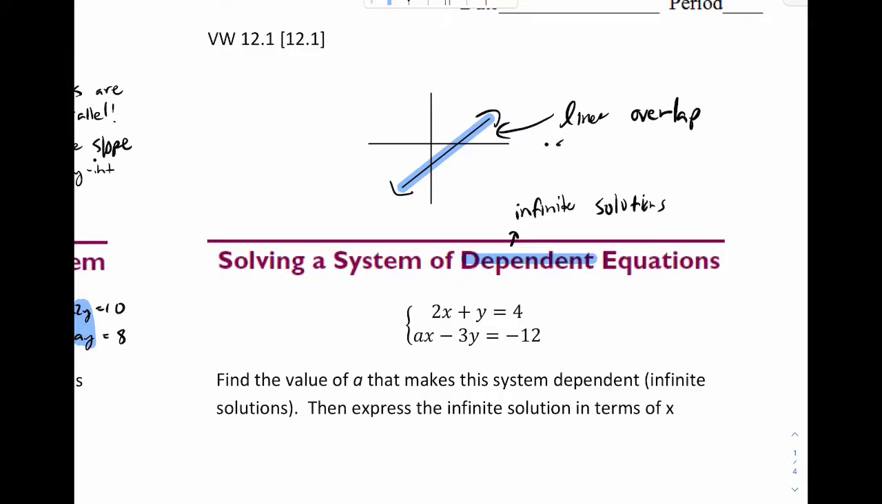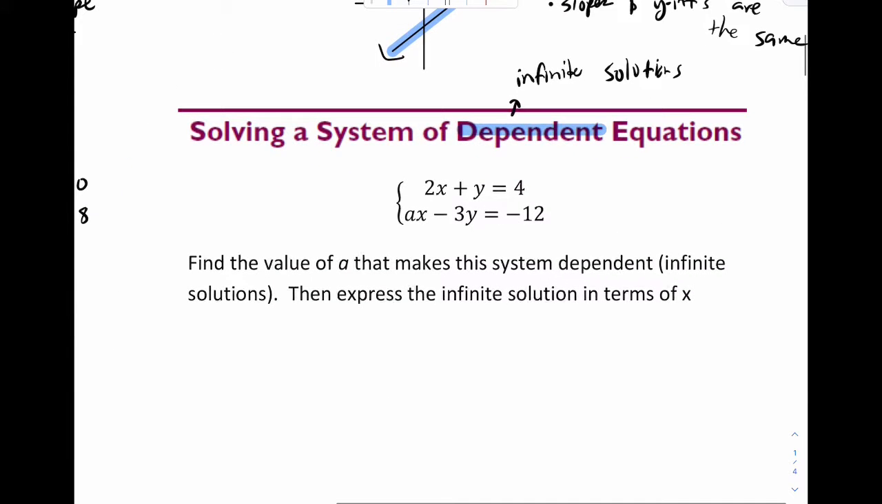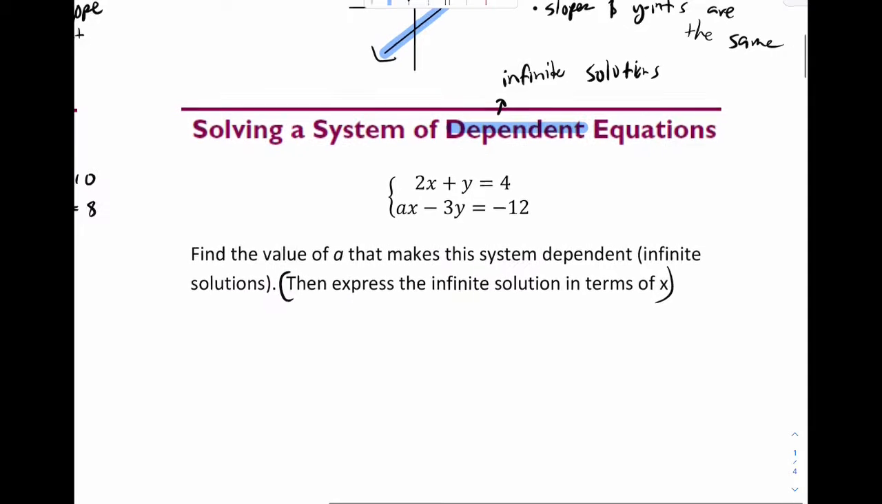Algebraically, that would mean the slope and y-intercepts are the same. So if we go to our first question here, find the value of A that makes the system dependent or infinite solutions, then express infinite solution in terms of x. Don't worry about this part, we'll do that part last. For the first part, find the value of A, we'll do the same thing. Let's make the equations match.